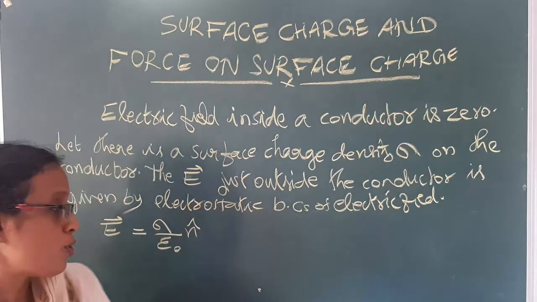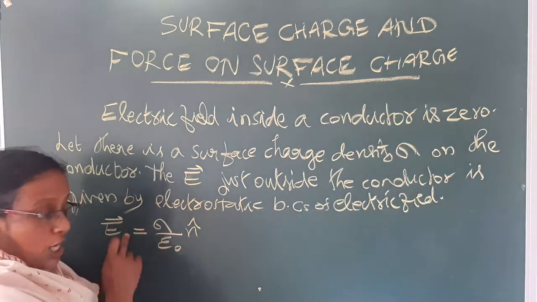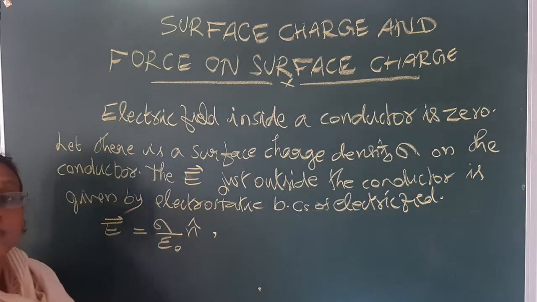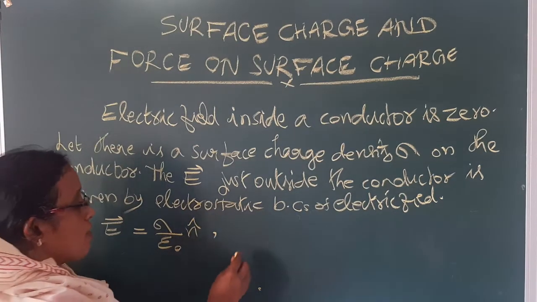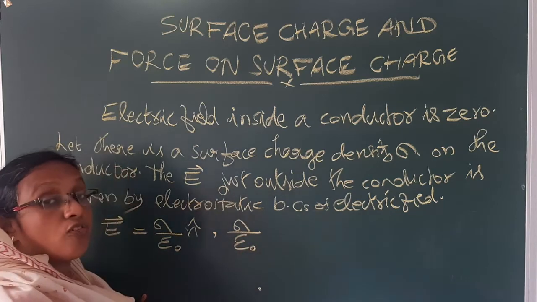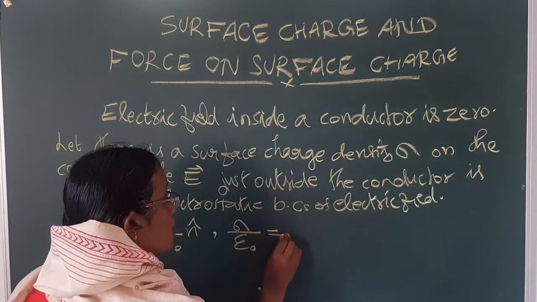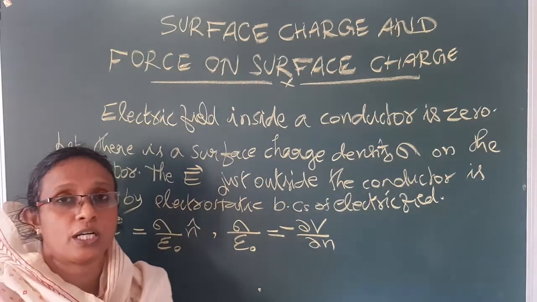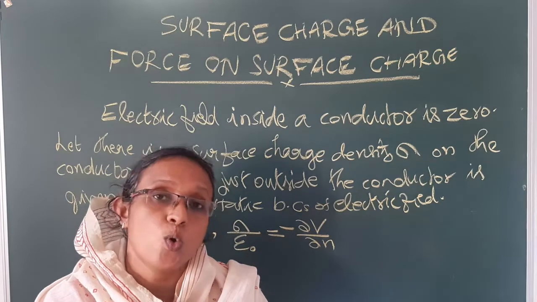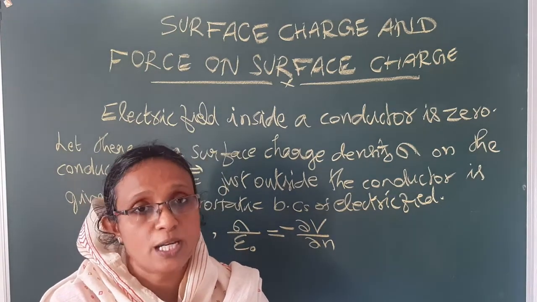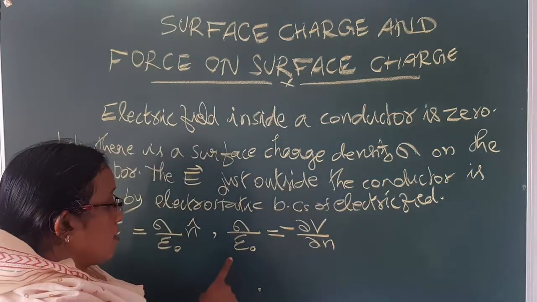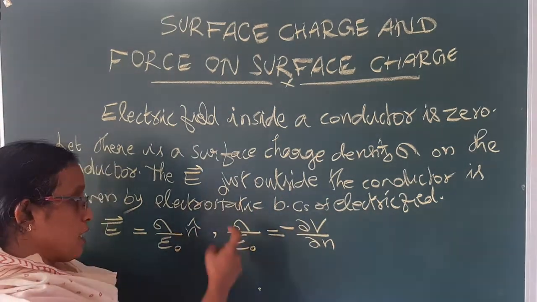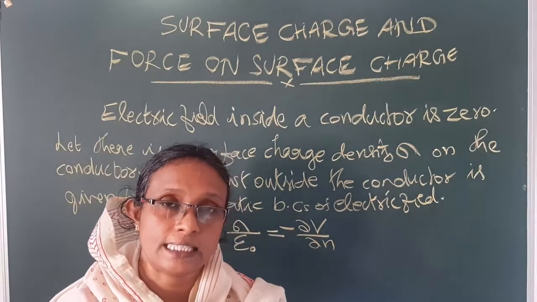Now you know that once you know the electric field, you can find out the surface charge density sigma from this expression. Similarly, we learned about the boundary condition of potentials. There you see that sigma by epsilon 0 equals minus dou V by dou n, where V is the electrostatic potential. So if you know either the electric field or the electrostatic potential, you get knowledge about the surface charge density sigma.